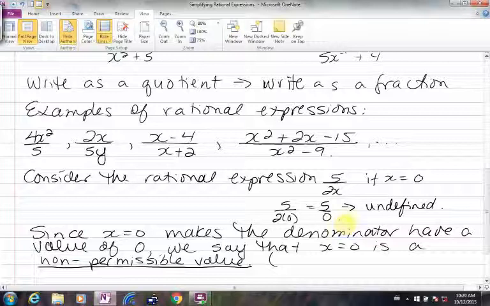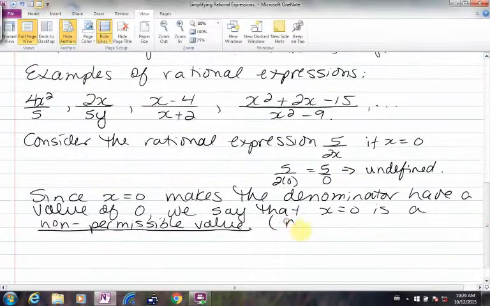Now, non-permissible value is a bit of a mouthful and a lot to write, so you'll see me abbreviate it NPV. Now, that's my abbreviation, that's not mathematical in any way. That's just me being lazy. So if you see NPV or you hear me say NPVs, that's what I mean, non-permissible values. So x is not permitted to be 0 because when x is 0, it makes the denominator 0, and when the denominator is 0, we're dividing by 0, which is undefined. Make sense?